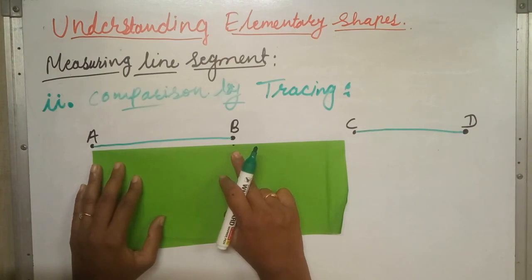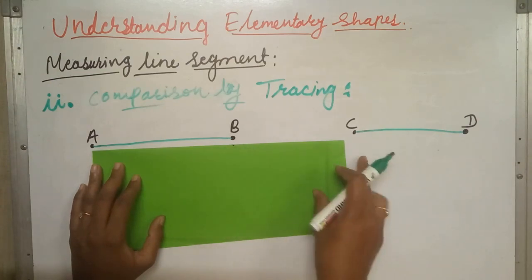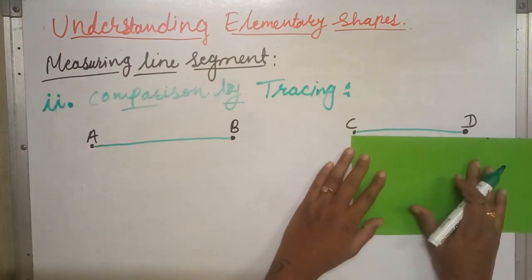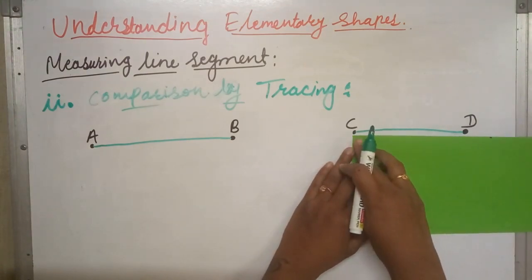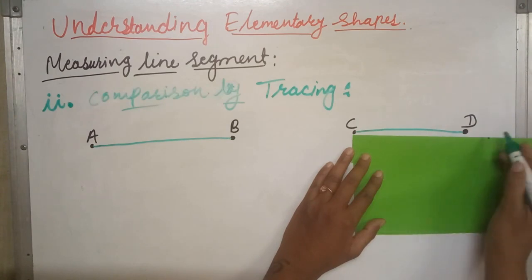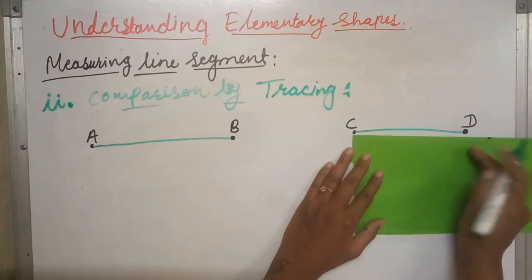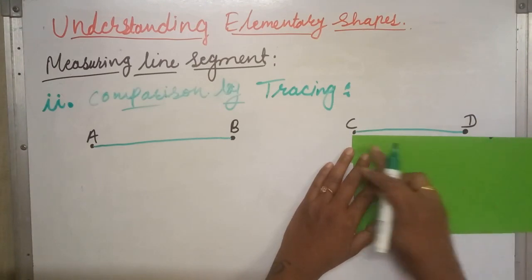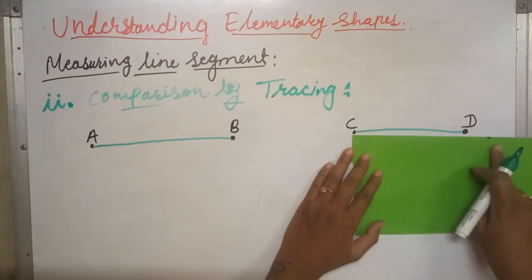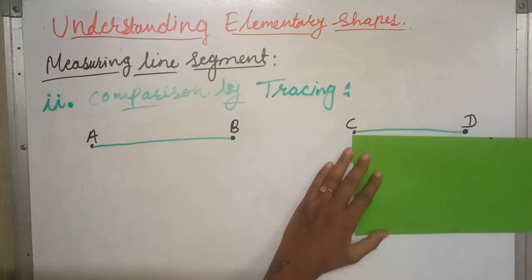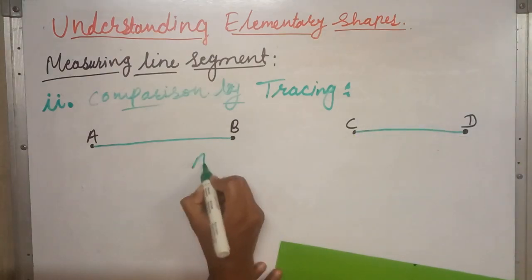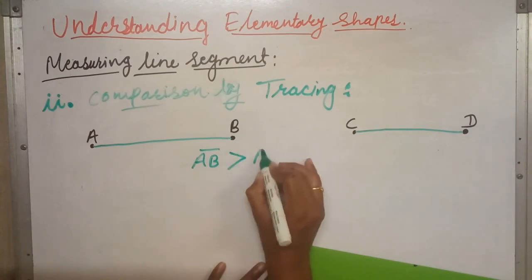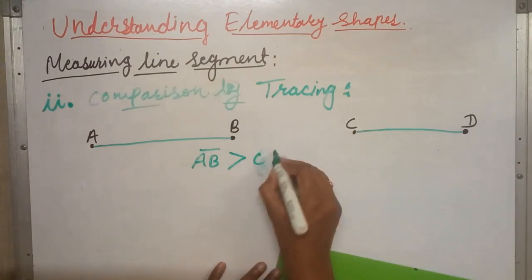Can you see? Okay. Now again I will place the same paper on this. See, here is the starting point, and where does it end? It ends here only, but our AB line segment goes till this point, so you can see AB is larger as compared to CD. So we can say here that line segment AB is larger as compared to line segment CD.